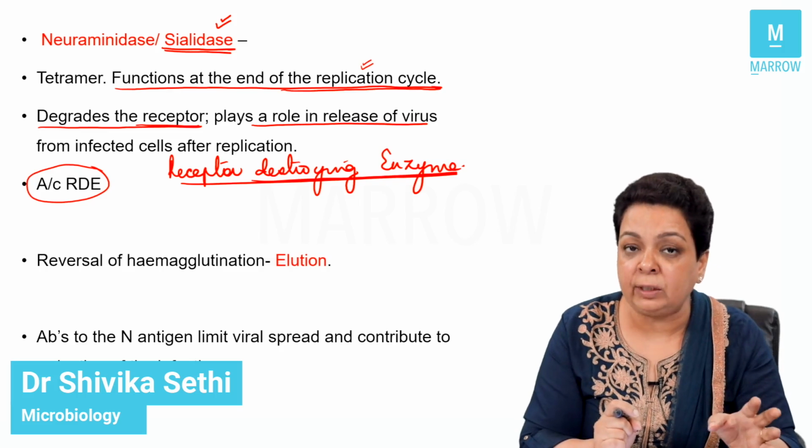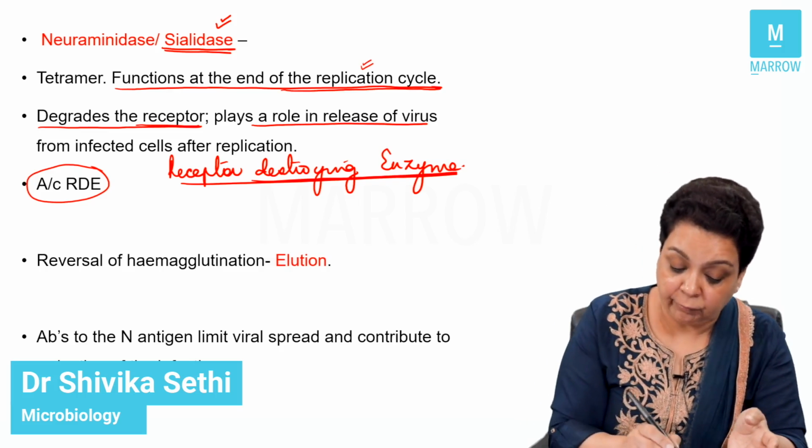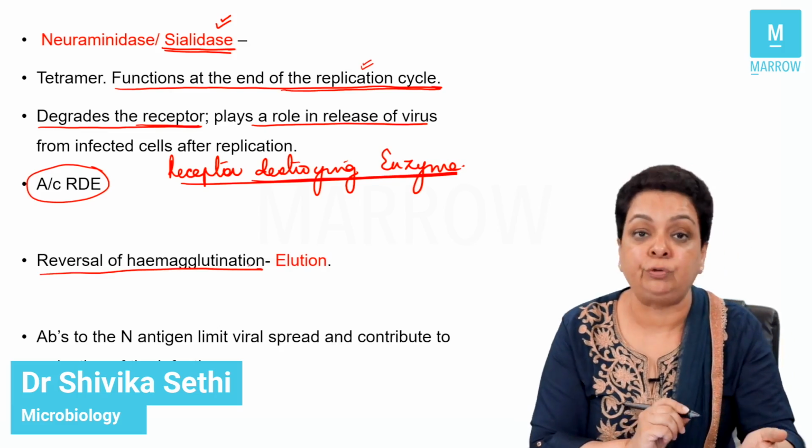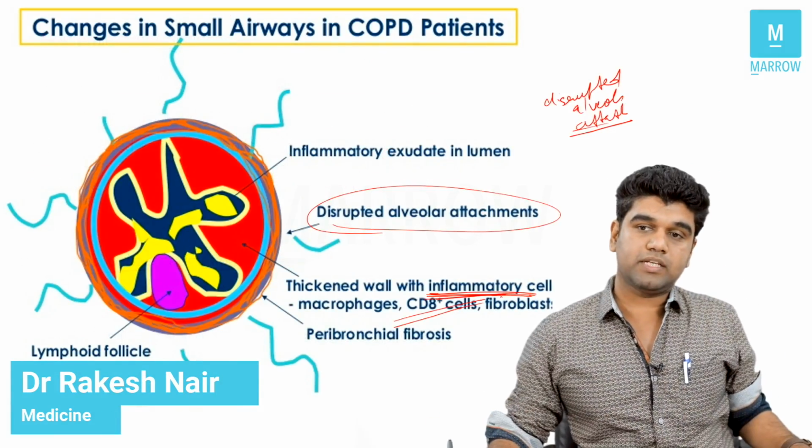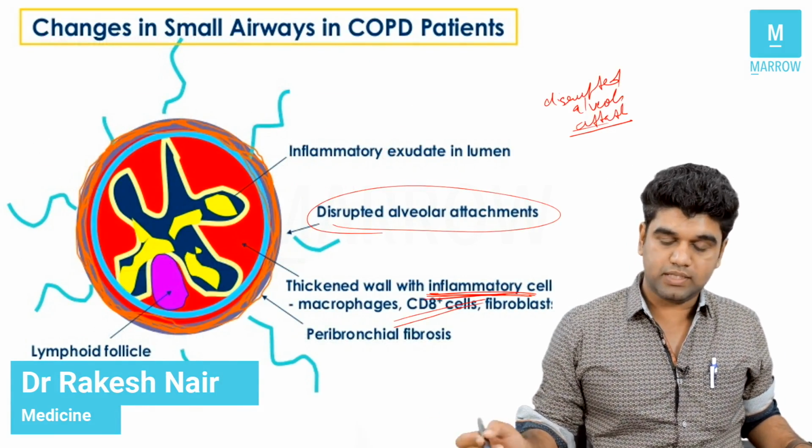So in case of influenza which has neuraminidase activity, we will see reversal of the agglutination of the RBCs. So disruption of the alveolar attachment with thickening of the wall is what we generally see in small areas.